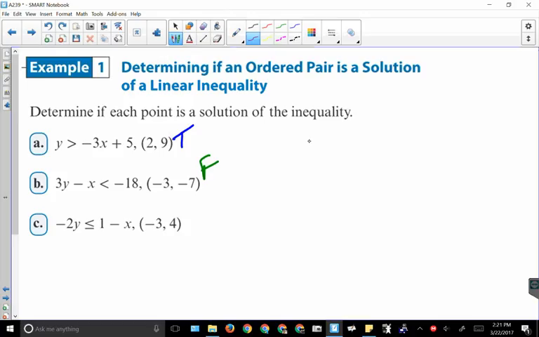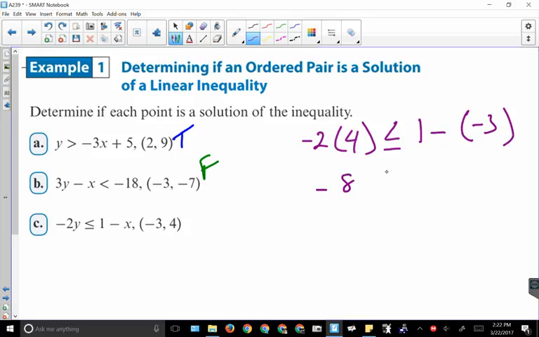So I've got negative 2 times y. What's y? Well, that would be 4. Less than or equal to 1 minus, what's x? Negative 3. Again, remember, when you replace a variable with its value, make sure that you put the parentheses around it. So, this turns out to be negative 8, less than or equal to 1 plus 3. So, the question is, is negative 8 less than or equal to 4? And the answer is true. So, there we go.